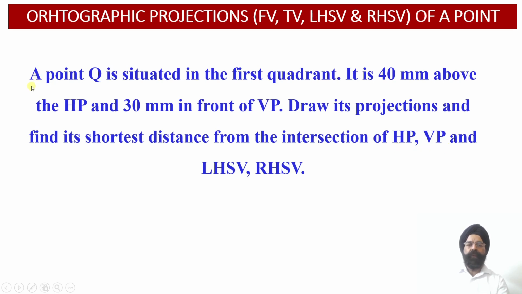So here we have been provided with the information that the point Q is situated in the first quadrant. Its distance from the horizontal plane is 40 millimeter, and the distance from the vertical plane happens to be 30 millimeter. Now we are required to obtain the orthographic projections of this point and evaluate its shortest distance from the point of intersection of the horizontal plane and the vertical plane.